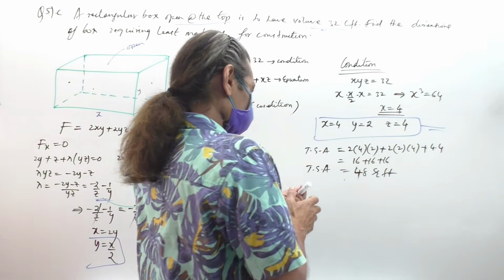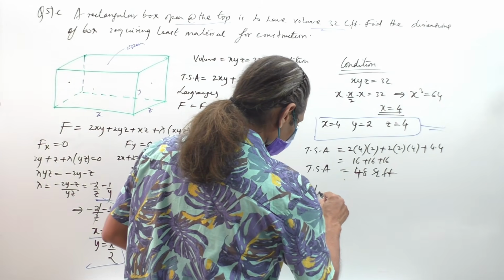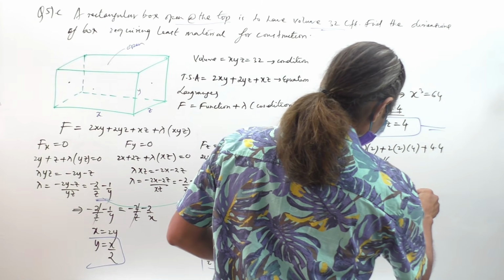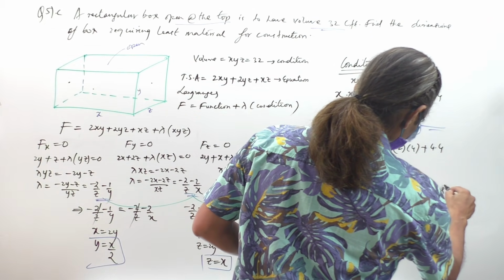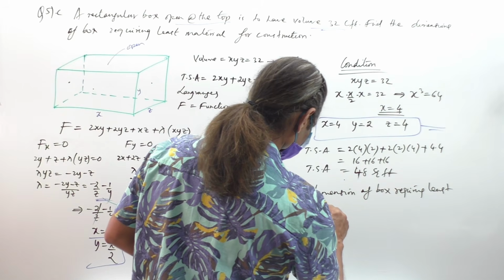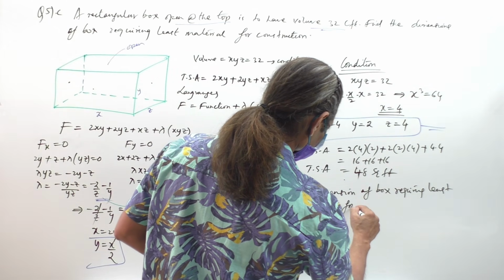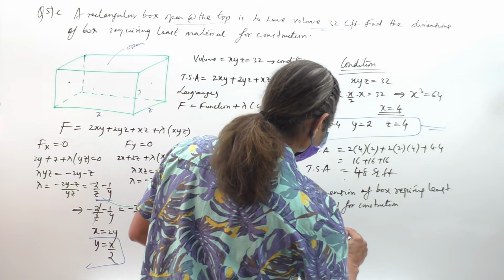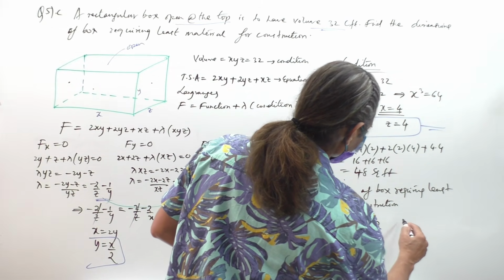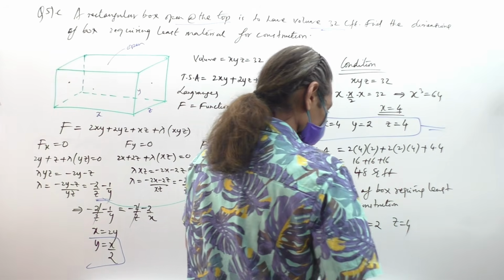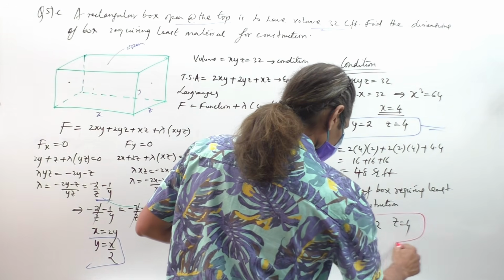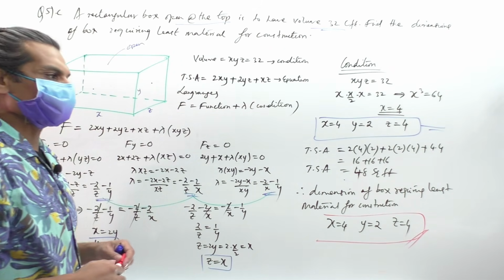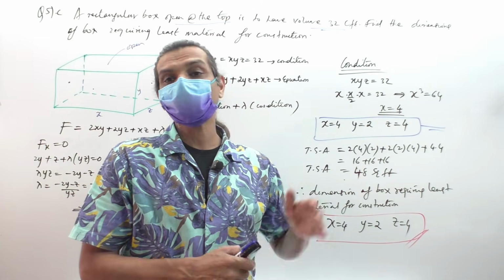So this is the total surface area, that is square feet we get. And the dimensions of the box requiring least material for construction are x equal to 4, y is equal to 2 and z is equal to 4. That's it. So with this dimension, the least area found is 48 square feet. That's all. This is how it is done. A very important question, but you need to practice. The same question they may repeat in the examination.